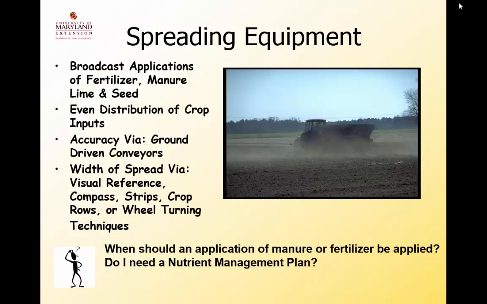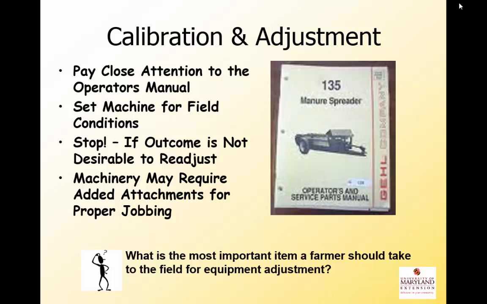So there are different types of spreading equipment. You have broadcast applications of fertilizer, manure, and lime seed. You can broadcast them. It has even distribution of crop inputs. If the machine's working correctly, it should spread it evenly across the surface. Your accuracy depends on the ground-driven conveyors, the width of the spread, visual reference, compass, strips, crop rows, or wheel turning techniques, how wide it's going to go, how fast you have that PTO running. To calibrate and adjust these, you have to pay close attention to the operator's manual.